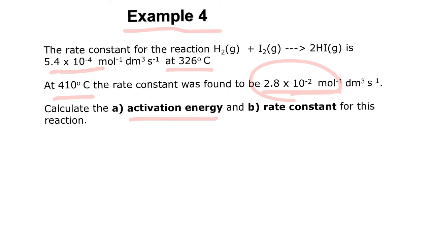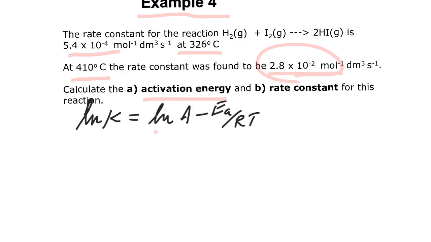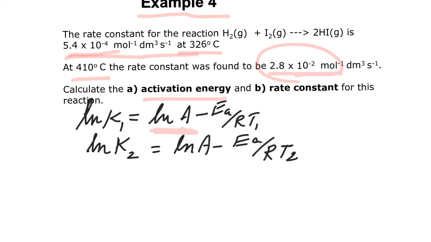Now, how do we do that? Here we do not know the value for A, so we're going to assume that it does not change for the 2 sets of conditions for the 2 different temperatures. We're going to assume A remains the same. We are using subscripts here, k1, because we've got 2 rate constants.